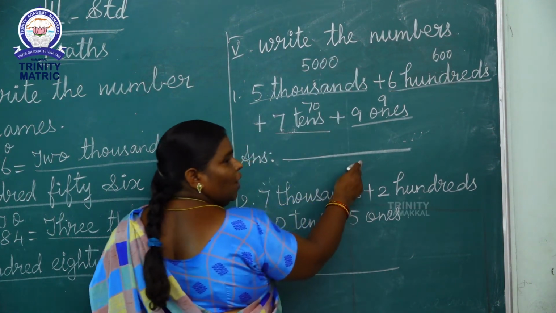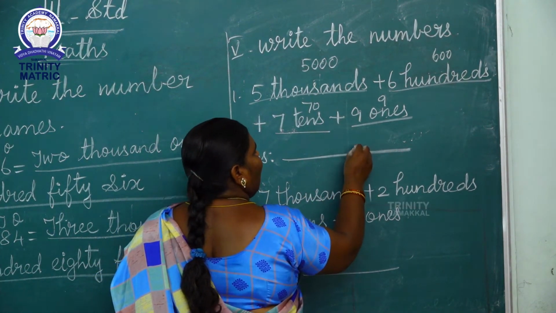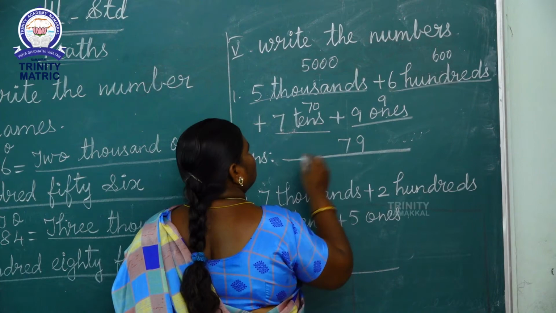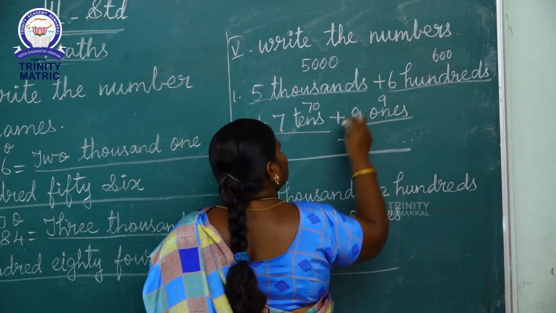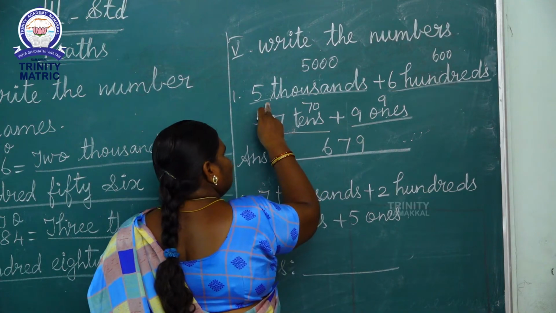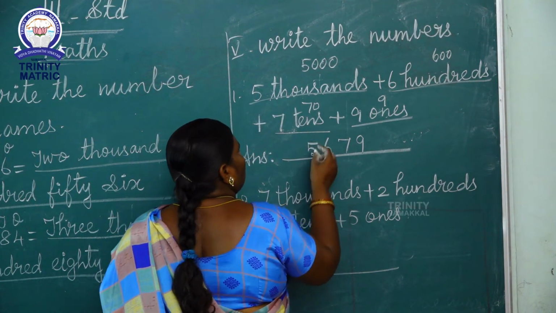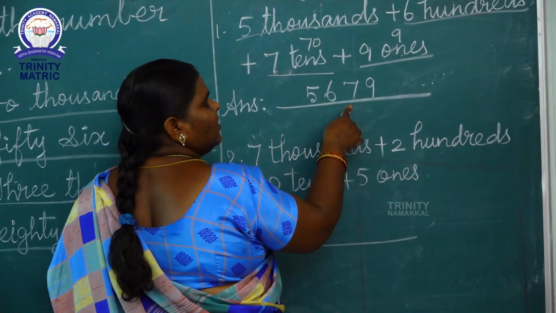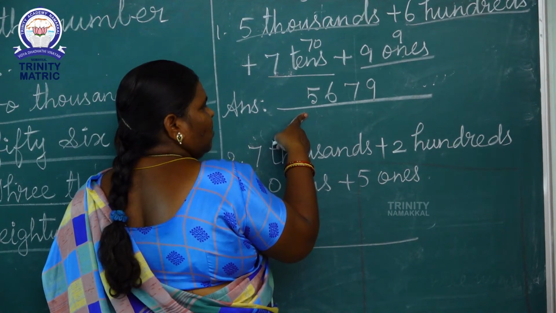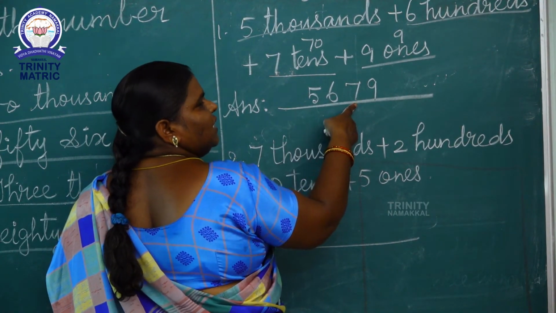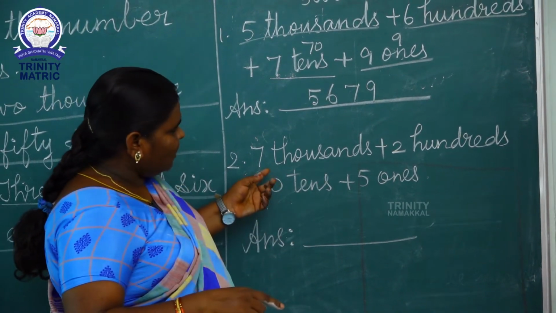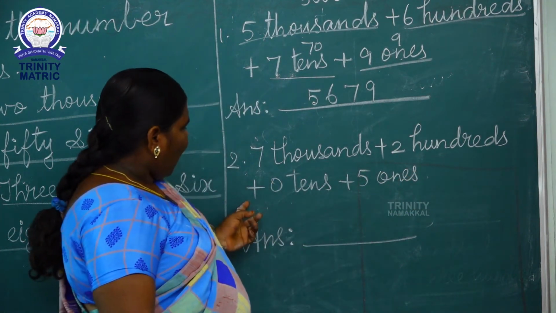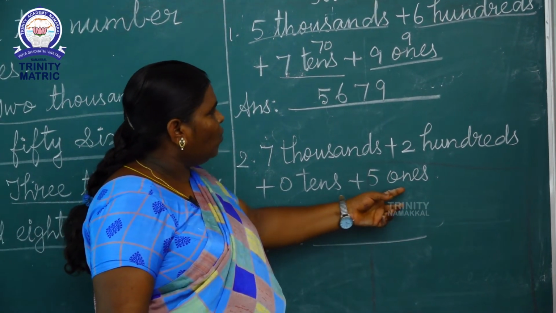Okay, first you write the ones place. How many ones are here? 9 ones. How many tens are here? 7 tens. How many hundreds are here? 600. How many thousands are here? 5000. Okay, you read this number, 5679. Say again, 5679.